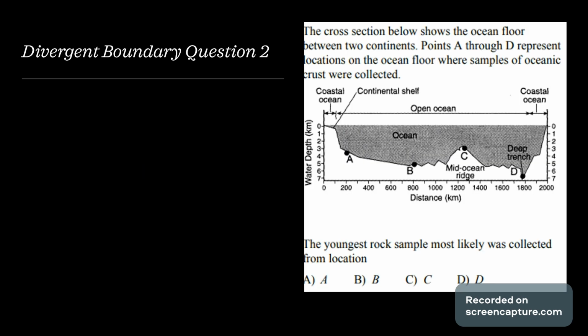Here's another example of a Regents question that is involving divergent plate boundaries. Check it out. We have a cross section, a look inside the crust of the Earth, 4 locations, and we're trying to find where the youngest rock is here. So take a moment, see what you can do.